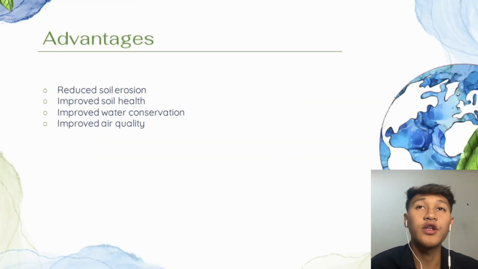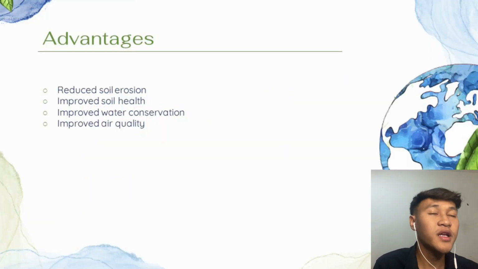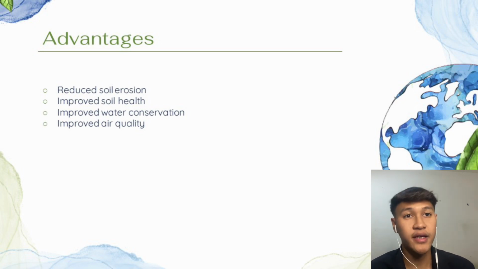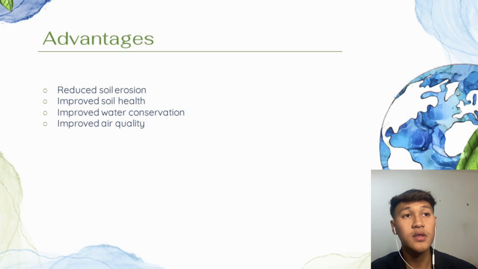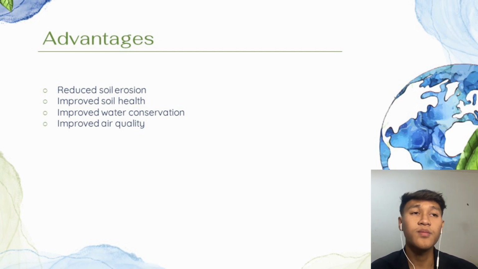So if you look carefully, there are many advantages of doing conservation tillage. Some of the advantages: first is reduced soil erosion. Of course, when soil is tilled and loose and residue is buried or removed, the potential for erosion is also increased. The other advantage that we can see is that it also improves soil health.